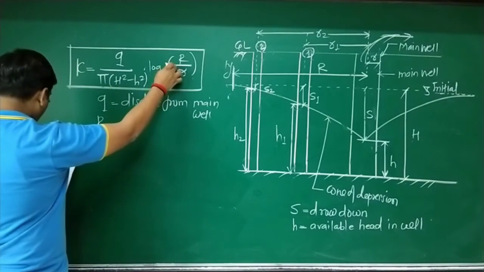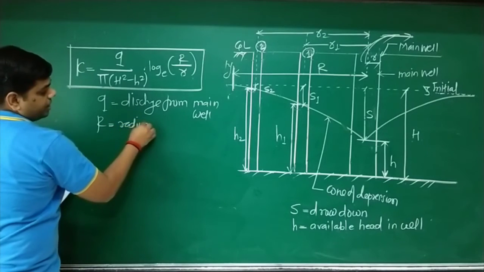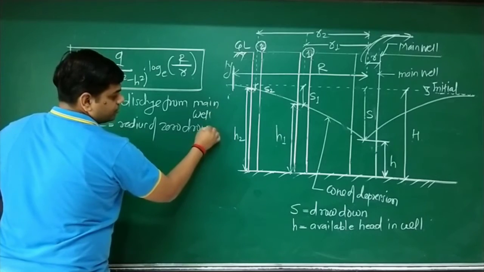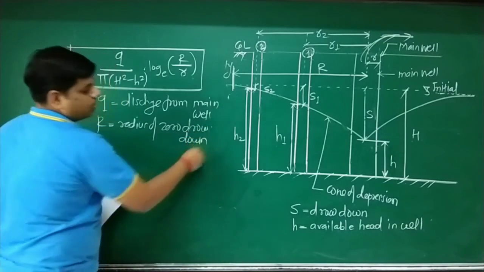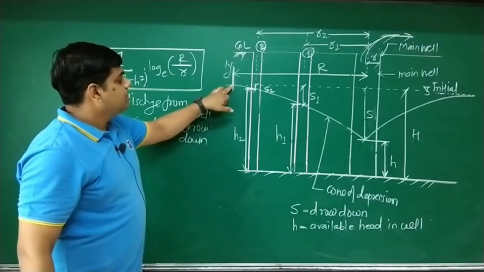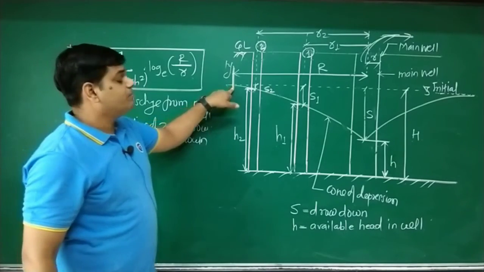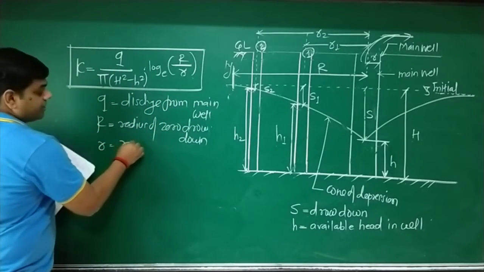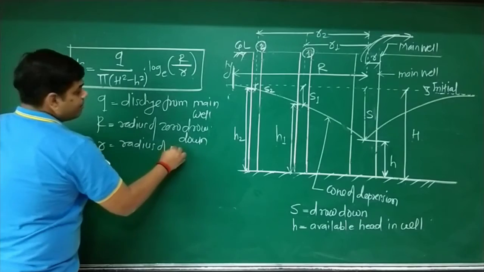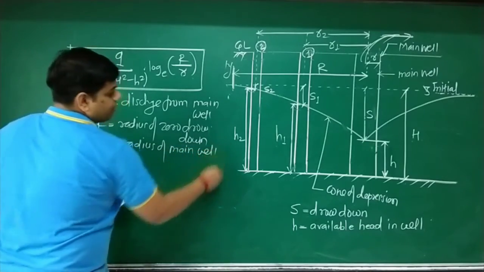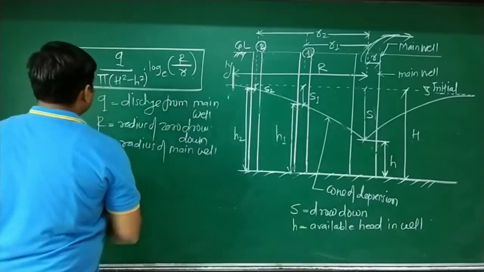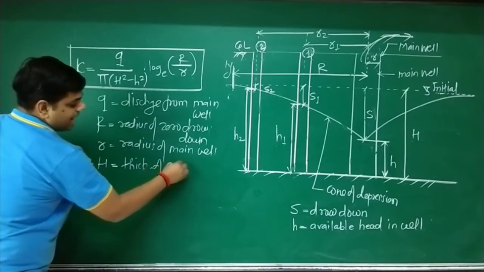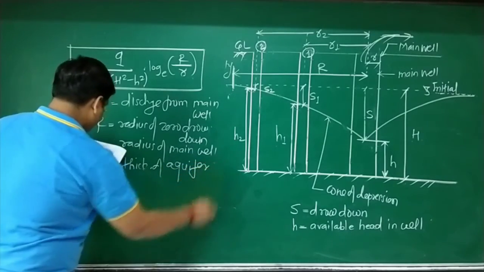Now, what is R? I told about the meaning of R. Radius of zero drawdown. इथं पॉइंट आहे जिथं ड्रॉडाउन काहीच होत नाही त्याचं मेन वेलच्या सेंटर पासूनचं डिस्टन्स. What is small r? Radius of main well. या मेन वेलची रेडियस. Okay. What is capital H? थिकनेस ऑफ ॲक्विफर. Thickness of aquifer.